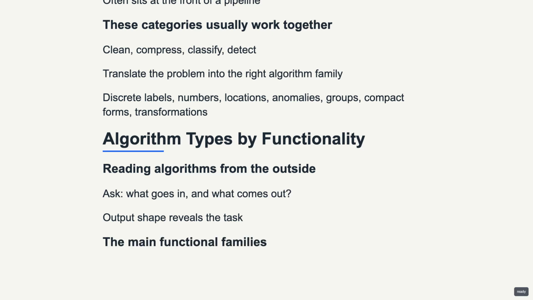The main families differ by the form of their output. Each one answers a different kind of question about the data, which makes the task easier to identify from the result alone.